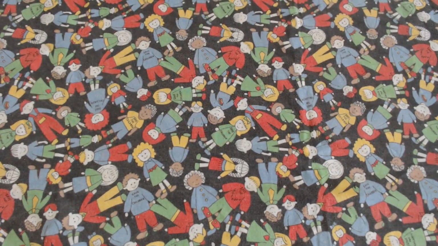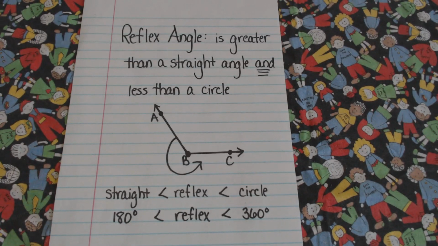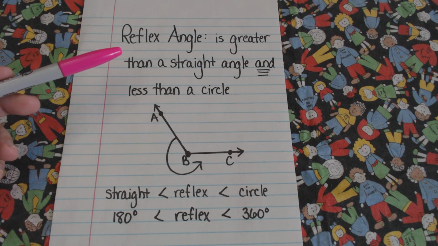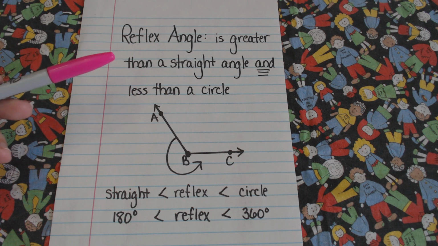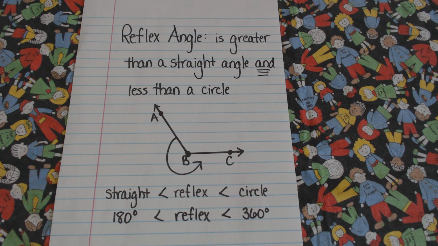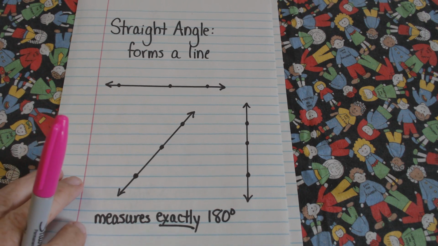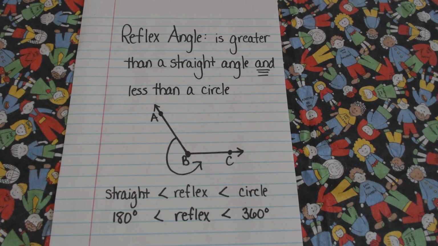And while the book does not really get into this, we should learn what this angle is. This is called a reflex angle. A reflex angle is greater than a straight angle and less than a circle. So we had straight angles that are straight lines, okay? So these angles are going to measure more than 180 degrees.